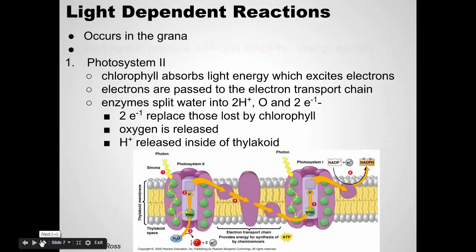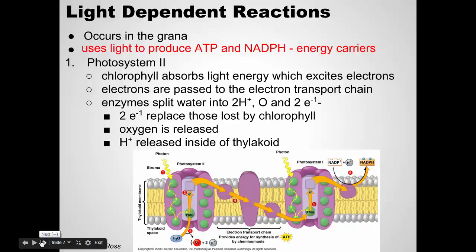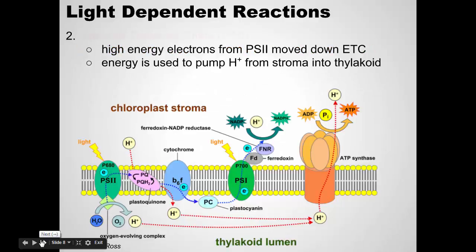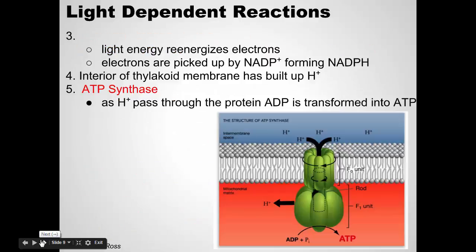So, sounds like a lot, right? But it's really not all that complicated when you break it down to the basics. Light hits photosystem 2, bumps up electrons, which get passed down the electron transport chain. As it moves down the chain, it pumps hydrogen ions, okay? Also splits water, gets to photosystem 1, light hits it again, bumps the energy level up, and then it's passed on to NADPH. And those are the light reactions.